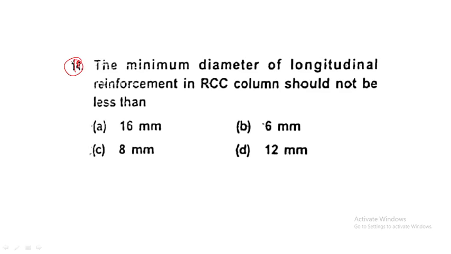Question number 14. The minimum diameter of longitudinal reinforcement in the RCC column should not be less than what? Now they are asking about the bar diameter in the column. Always remember, the minimum we can use is 12 mm, according to clause 26.5.3.1 of IS 456. You can refer to this to get the answer.